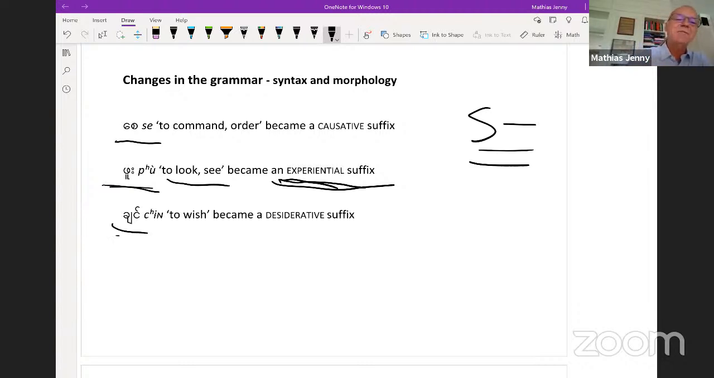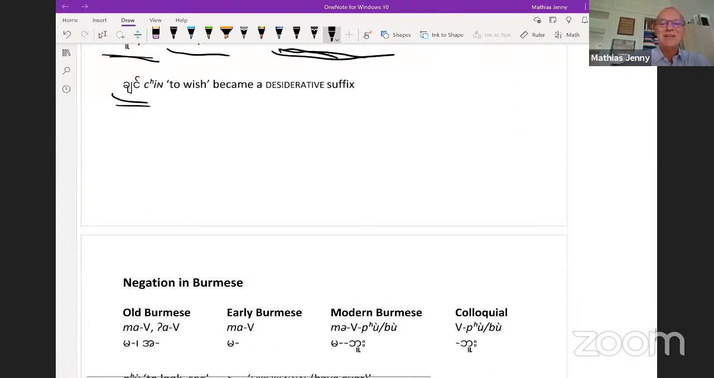Then chin used to be a verb on its own, meaning to wish, to desire. Today can only be used as a suffix on a verb dwajine, sajine. You cannot say things like mchimbu or chine. So these are changes in the grammar. Verbs became grammatical, morphological affixes.